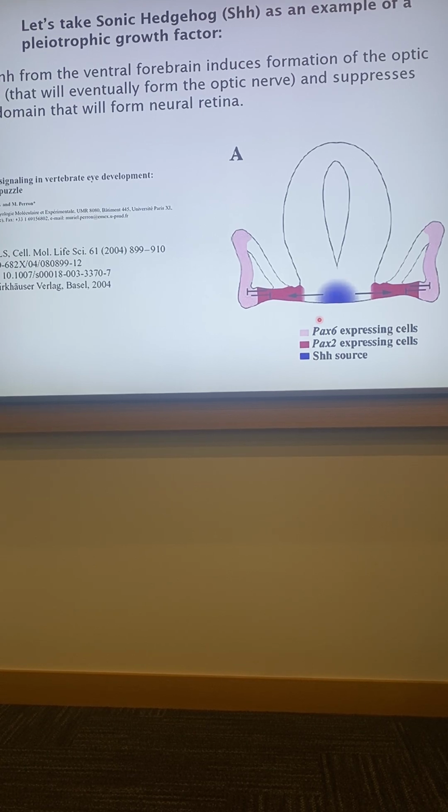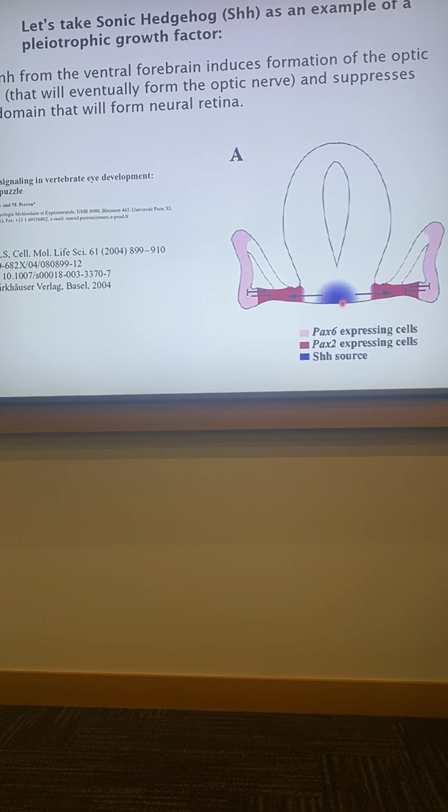It's produced by mesenchyme, and then it's induced in this ventral floor plate. And this is just an example of all the different functions that it can have.